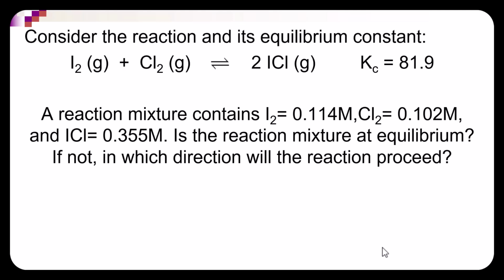So consider the reaction and its equilibrium constant. Our reaction is iodine reacts with chlorine to produce 2 molecules of ICl. In this case, it gives us the equilibrium constant, which is 81.9. So we're doing the experiment, and we reach in, we measure each of the components somehow, and the reaction mixture at this moment contains 0.11 molar of iodine, 0.102 molar of chlorine, and 0.355 molar of the product.